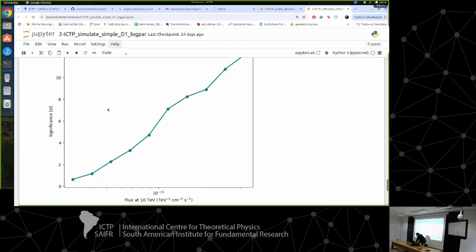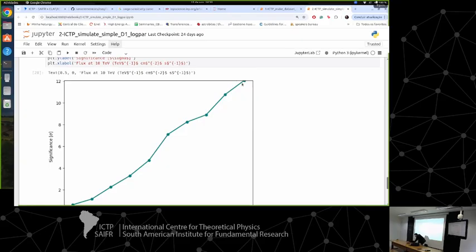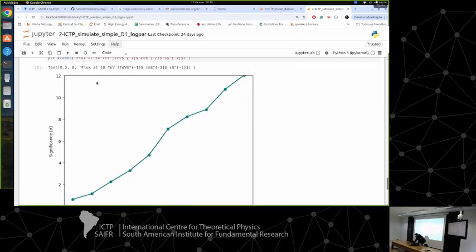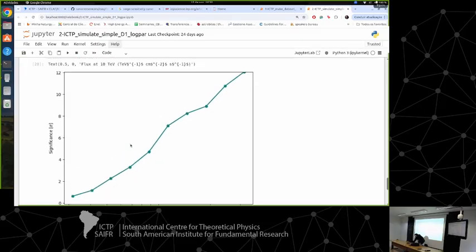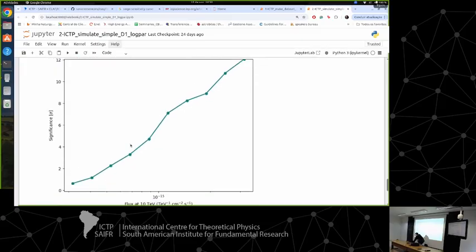So this is how we can estimate the significance for different targets with log parabola spectrum. Of course, here are the strongest targets, so they can achieve a significance of up to 12 sigma in the period of 1 year with SWGO. However, we don't have that many counts above 1 TeV, so they are always very hard to detect.